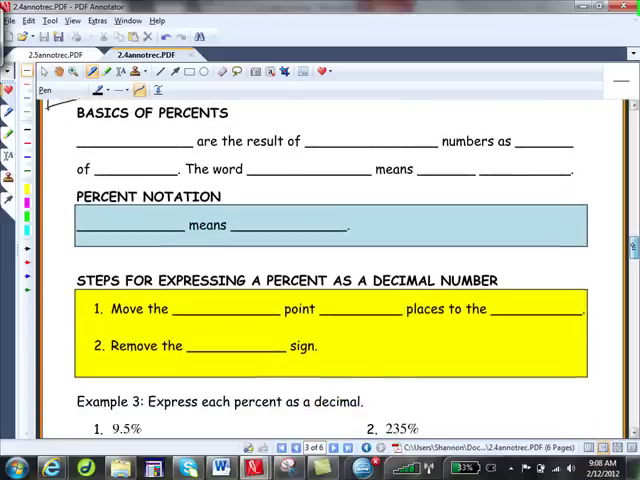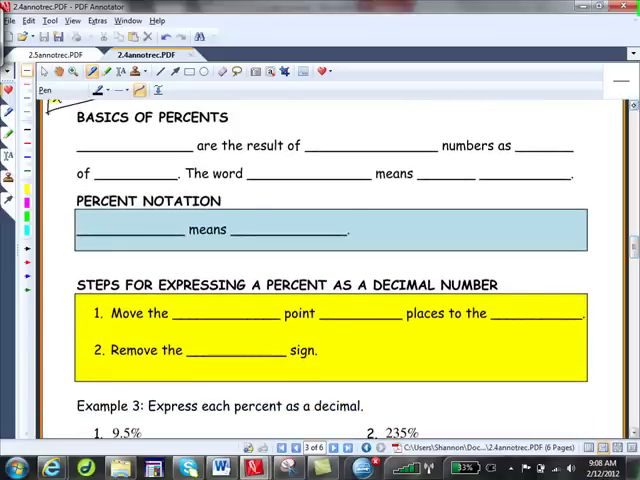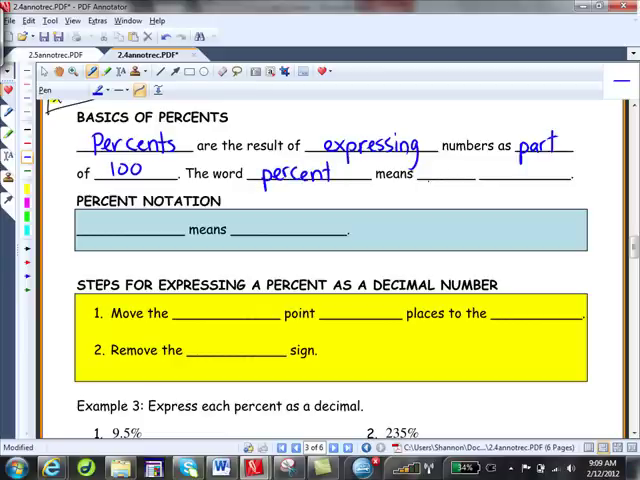Next up are basics of percents. Percents are the result of expressing numbers as part of 100. The word percent literally means per 100.